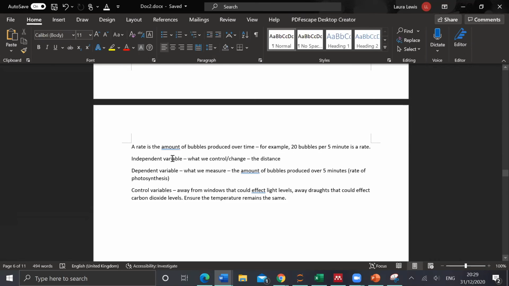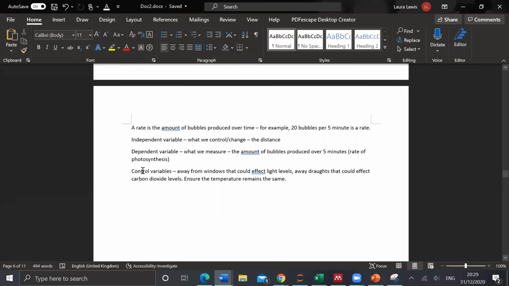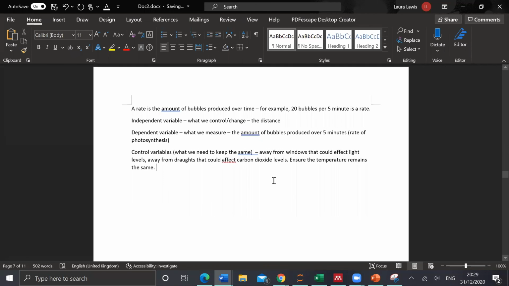Independent variable, what we control, change the distance. The dependent variable, what we measure, the amount of bubbles produced over 5 minutes, is the rate of photosynthesis. Control variables, so these need to be kept the same, I should have said that. Away from windows, that could affect light levels. Away from drafts, that could affect carbon dioxide levels. Ensure the temperature remains the same.